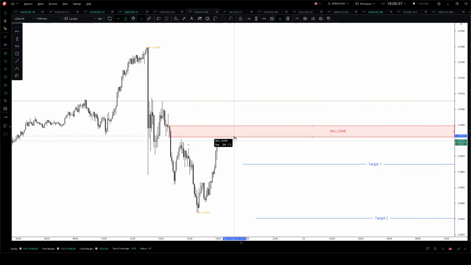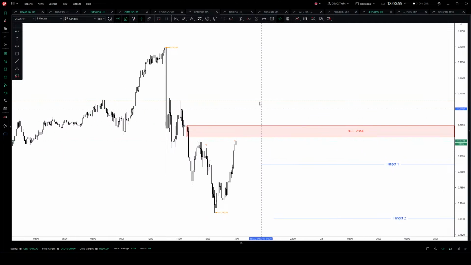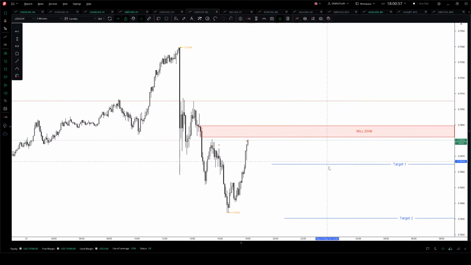It's not necessary the supply will hold. That's why we put our stop loss just above this supply area. So entry is at this level and the stop loss will be above this. Price is approaching the zone. We have put our limit orders already.